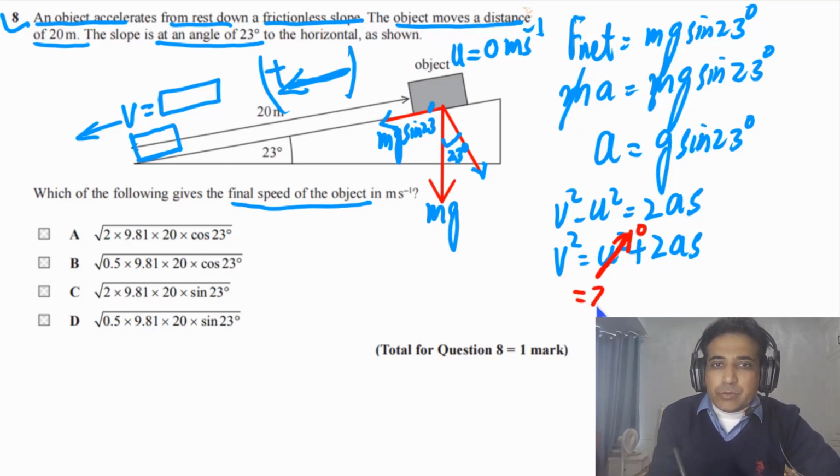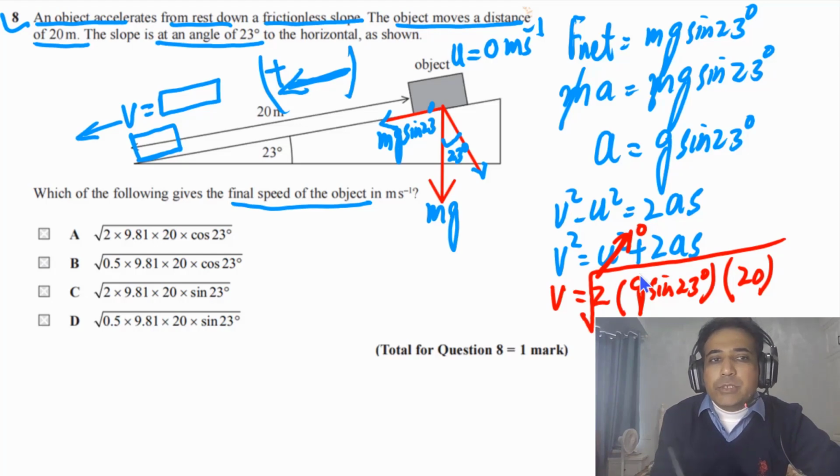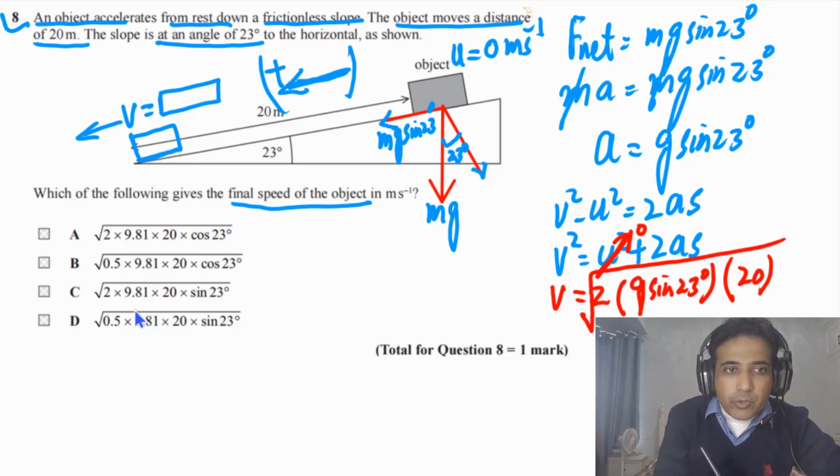So simply we can write v squared equals 2 times g sine of 23 degrees times s, and s is equal to 20 meters. For the value of v, you simply have to take the square root on both sides. So this is the final answer, and if you look at the given options, we have 2, so we can also write it in a better way.